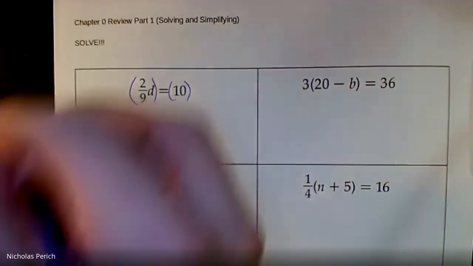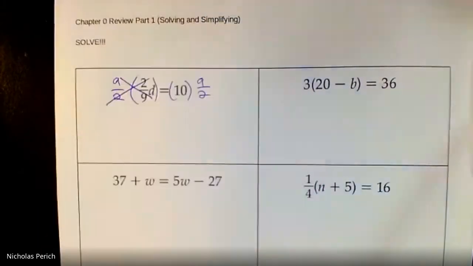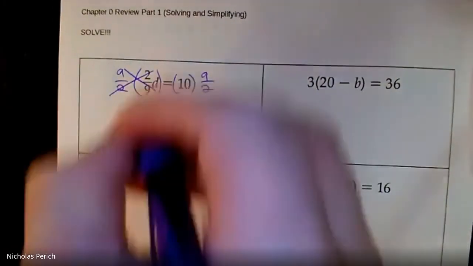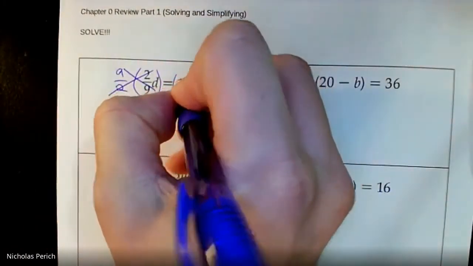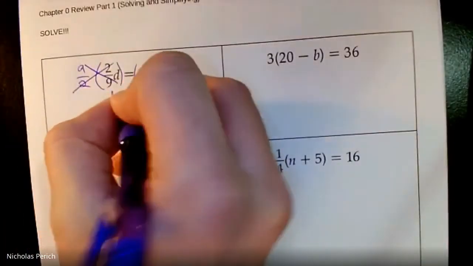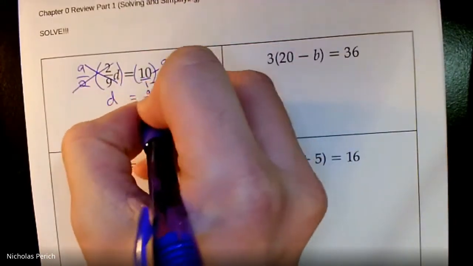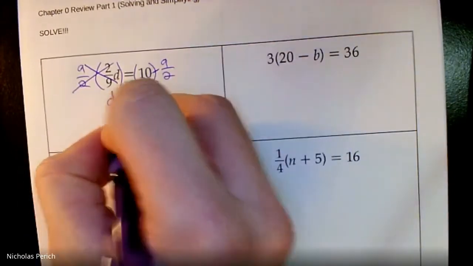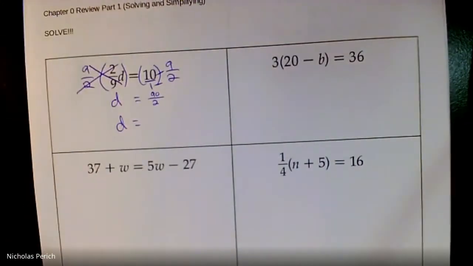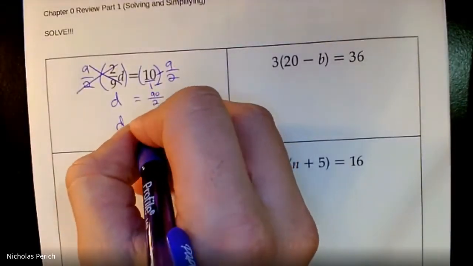Let me see. I'm going to multiply both sides by 9/2. There you have it. If it makes you feel better, you can turn regular 10 into 10/1, right? And then you could say 10 times 9 is 90, and 1 times 2 is 2, and 90 divided by 2 is... 45. Yes.